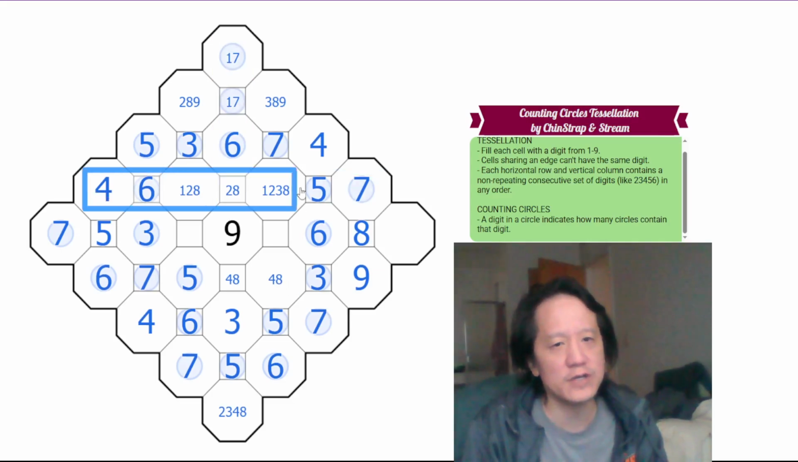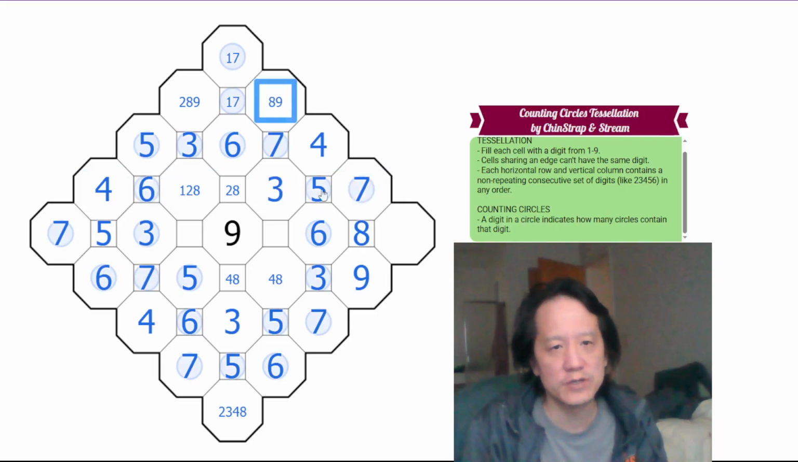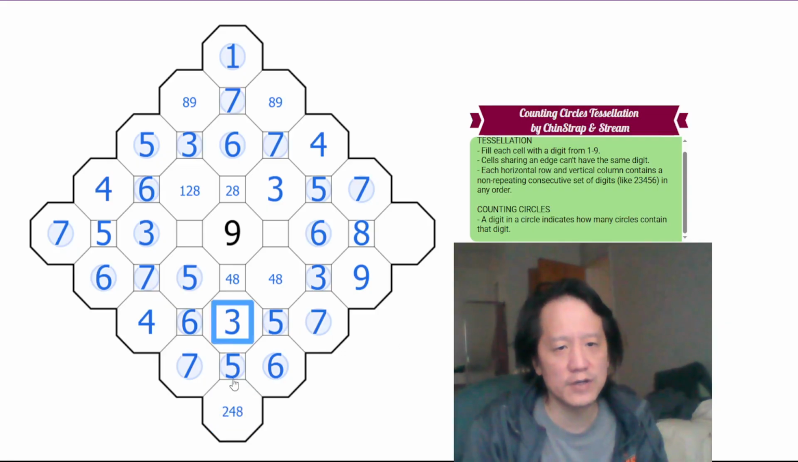Where is the 3 in row 4? It has to be here. So that's 3, which eliminates 3 here, so this cannot be 2, 3, and 1, which makes this 7, 8, and 9. This 7 eliminates 7 here, so it's 1. This can't be 3 because of 3 in the column.